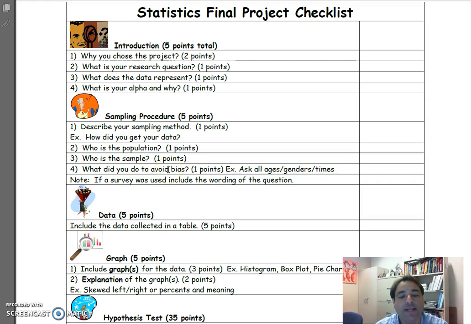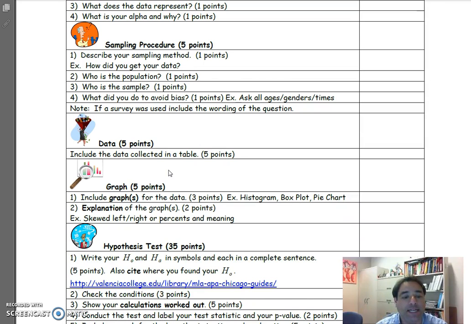What did you do to avoid bias? Do you want to make sure you ask older, younger, daytime, nighttime, males, females, all different ethnicities? And then data. Everyone's going to have data. If you ask a yes or no question, how many yeses, how many no's? If you ask a number response, you'd have all 50 of those responses, like 5, 7, 8, 9, 10, how many times you work out a week or something.